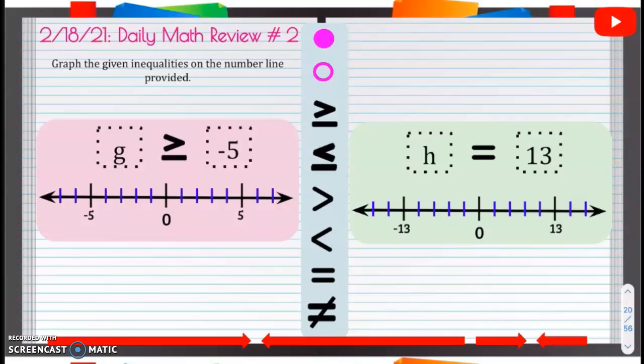Daily Math Review number 2. So we're going to graph the inequalities on the number line provided. Inequalities just means the less than, equal to, greater than, equal to, things like that.